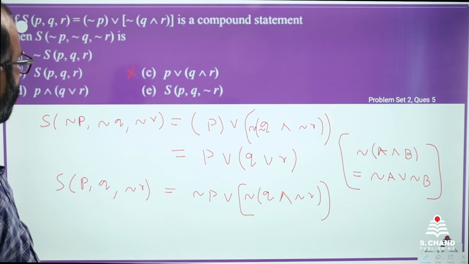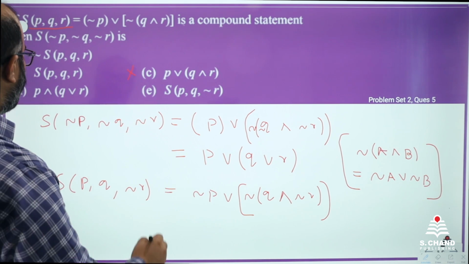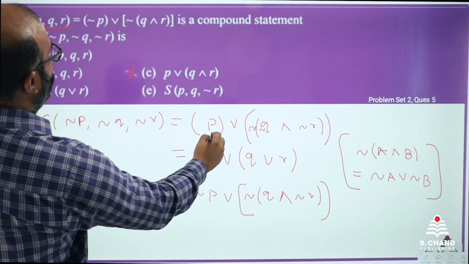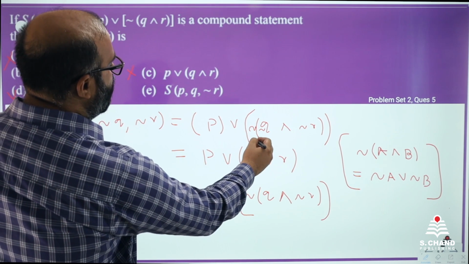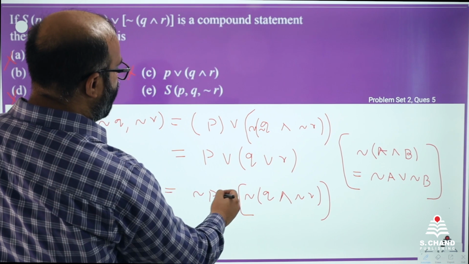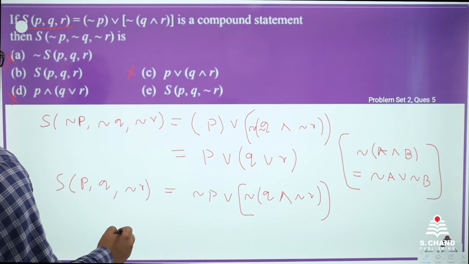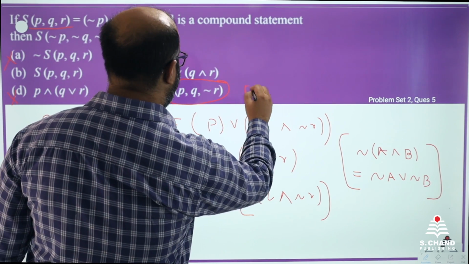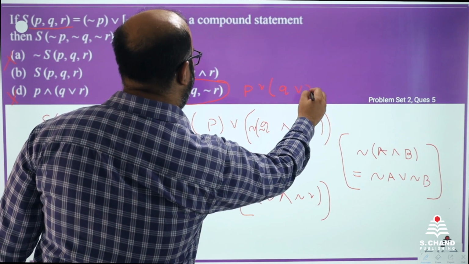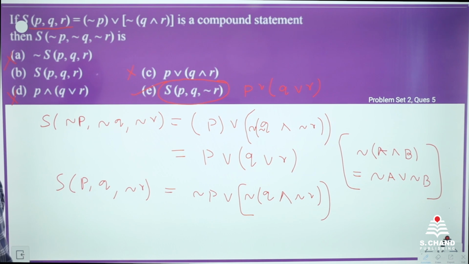So the correct result should be, if you take this one S(P, Q, R), as you can easily see, this is becoming P, this is becoming not of Q and not of R, so this is becoming Q or R. So P or Q or R should be the correct statement. So I would suggest that we can change this option and make it P or Q or R, which is the correct option. Even option B was also there. So option B is also not matching.